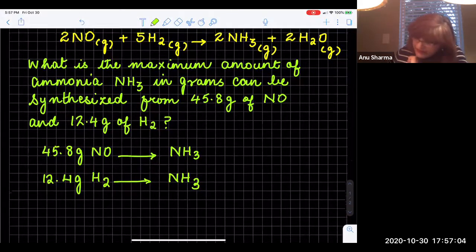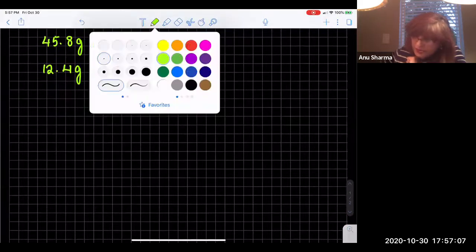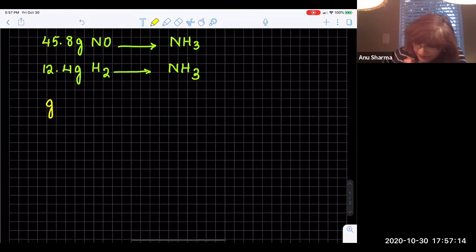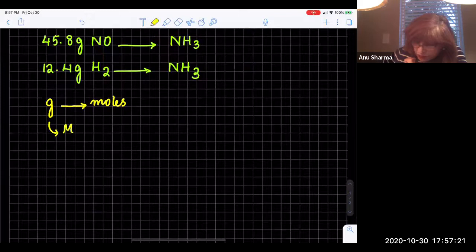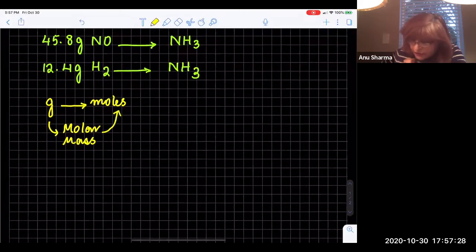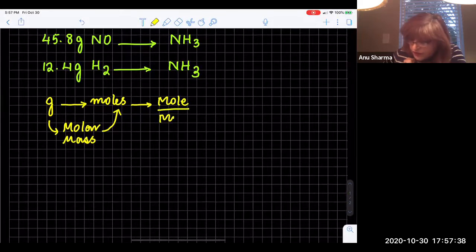So first, you're going to set up the problem. I'm going to write down a very general scheme. Every time you are given the grams, you always need to convert that to moles, and the grams are converted to moles using the molar mass as the conversion factor. Once you get the moles, the next step is to look at the mole to mole ratio, that is, the moles of one over the moles of the other.